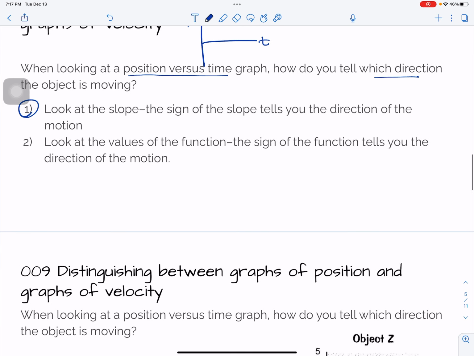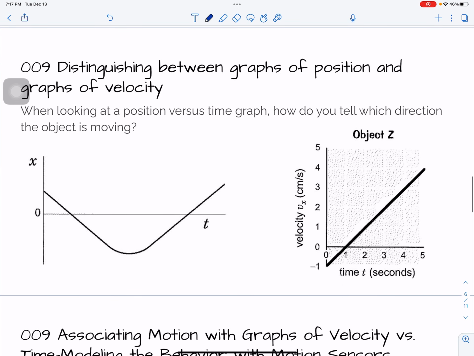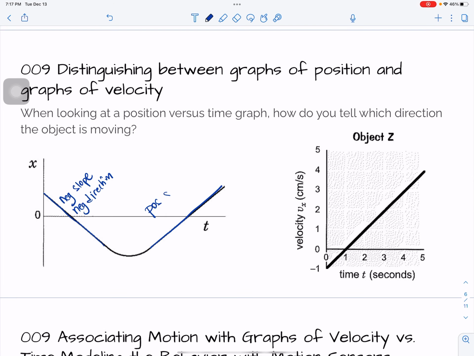of the motion. So I have a graph of position versus time, and the slope of this line is a negative slope, so this means negative direction. Over here, I've got a positive slope, and so this tells me that I'm moving in a positive direction.